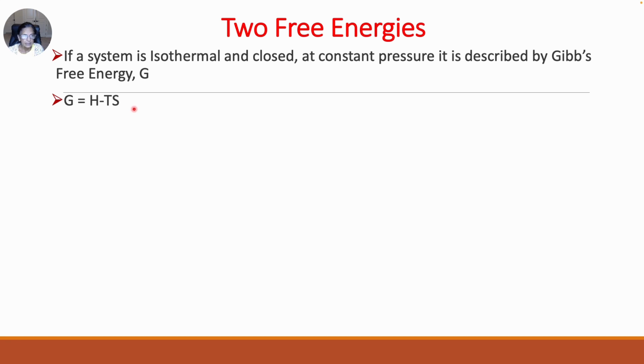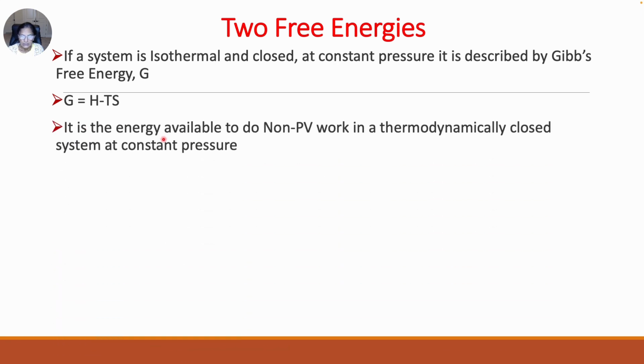G is equal to H minus TS. H is enthalpy, T is absolute temperature, S is entropy. It is the energy available to do non-pressure volume work in a thermodynamically closed system at constant pressure.